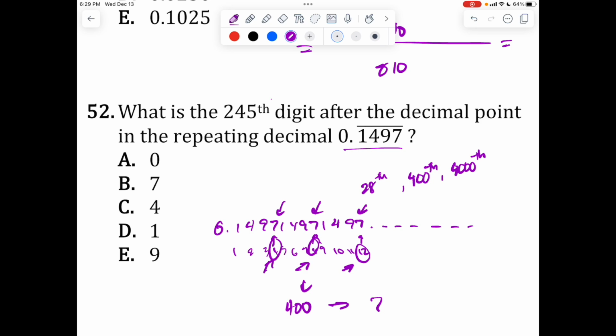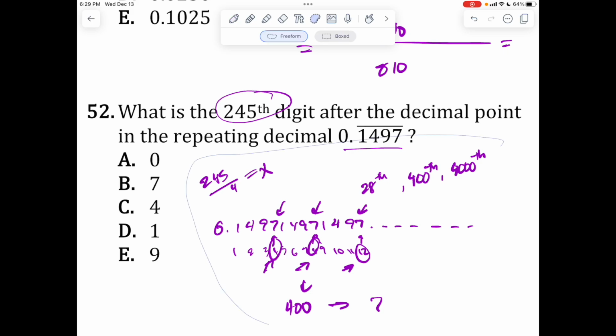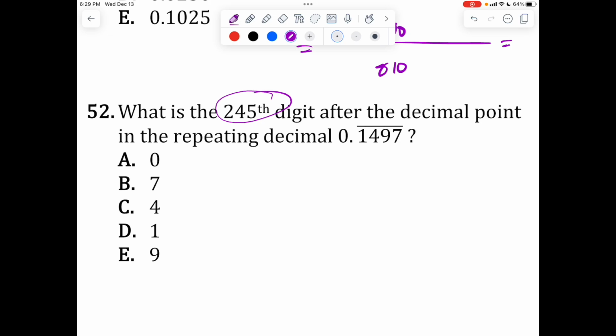All right, so how do I apply this here? Well, check: is 245 divisible by 4? No, it's not. But let's check 244. 244 divided by 4 gives you 61. That means this number is a multiple of 4, which means the 244th value is 7. So if I just go one value over, 245 would just be the next one here, which would be 1.